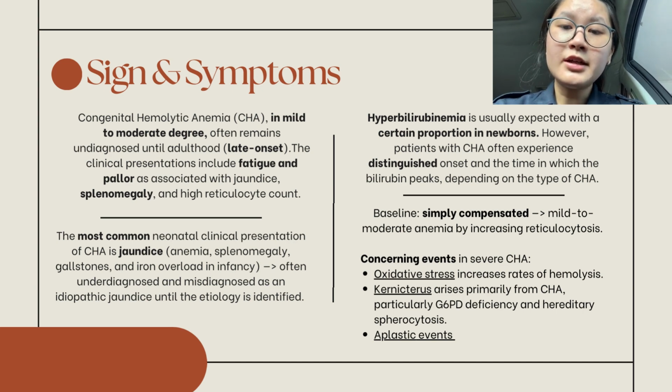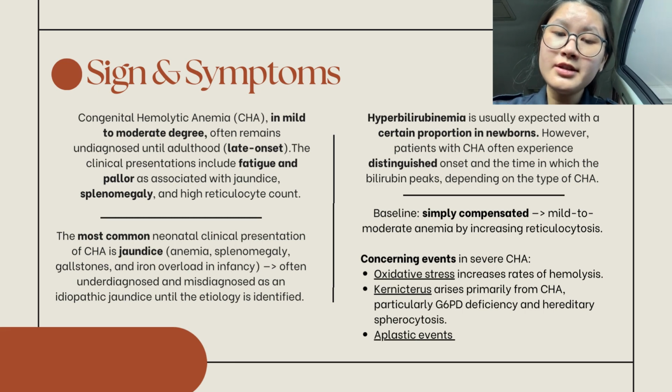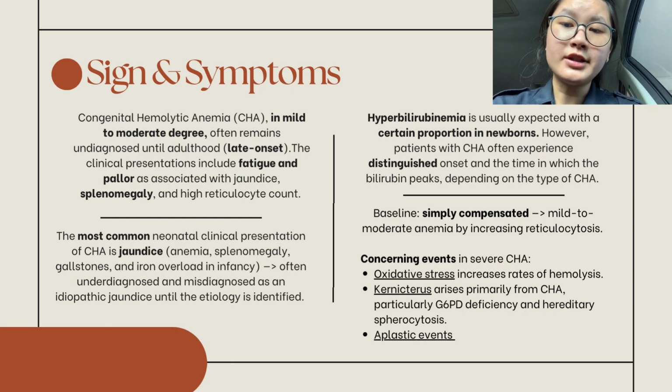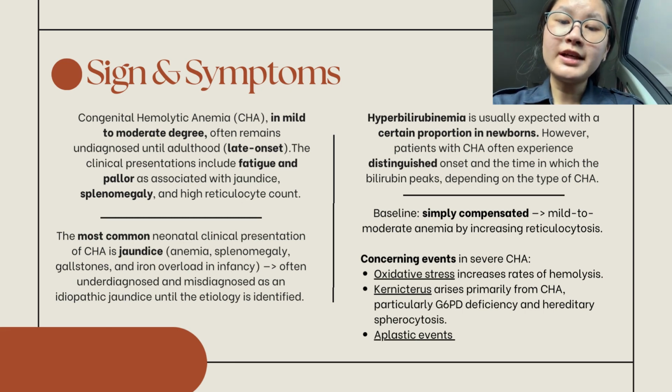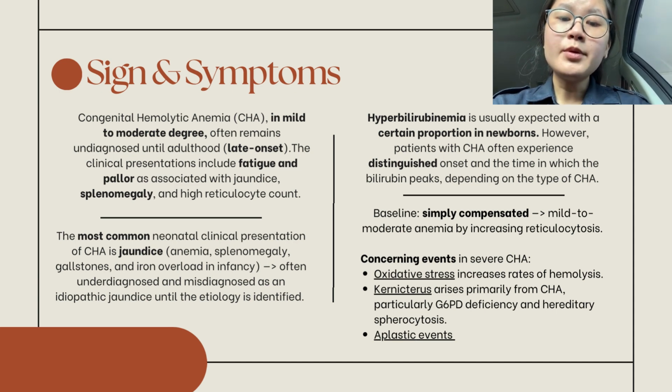So, CHA in mild to moderate degree often remains undiagnosed as it usually appears as late onset. The clinical presentations include fatigue and pallor associated with jaundice, splenomegaly, and high reticulocyte count. The most common neonatal clinical presentation of CHA is jaundice, whereas anemia, splenomegaly, etc. often appear in infancy. Furthermore, it is often underdiagnosed and misdiagnosed as idiopathic jaundice.